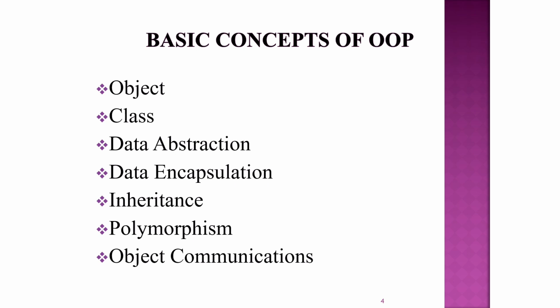Next slide, basic concepts of OOPS. Today we are going to study seven important concepts: objects, class, abstraction, encapsulation, inheritance, polymorphism, object communication. These concepts are called the foundation of object-oriented programming. Without understanding these concepts, learning Java becomes difficult. Think of them like the pillars of a building. If the pillars are strong, the building will also be strong, right? Similarly, if you understand these concepts well, you can easily develop real-world software.